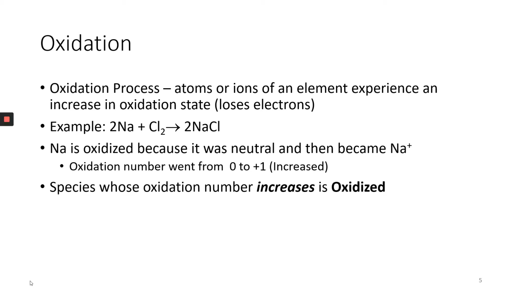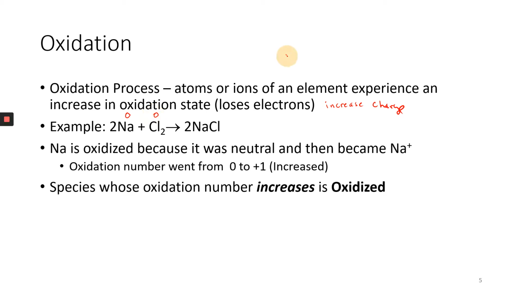So let's talk about oxidation first. In the oxidation process, you have an atom or ions that experience an increase in the oxidation state. They lose electrons, so their charge increases. So the first thing you need to do is assign charges to all your elements. An element in its standard state, all by itself, has a charge of 0.